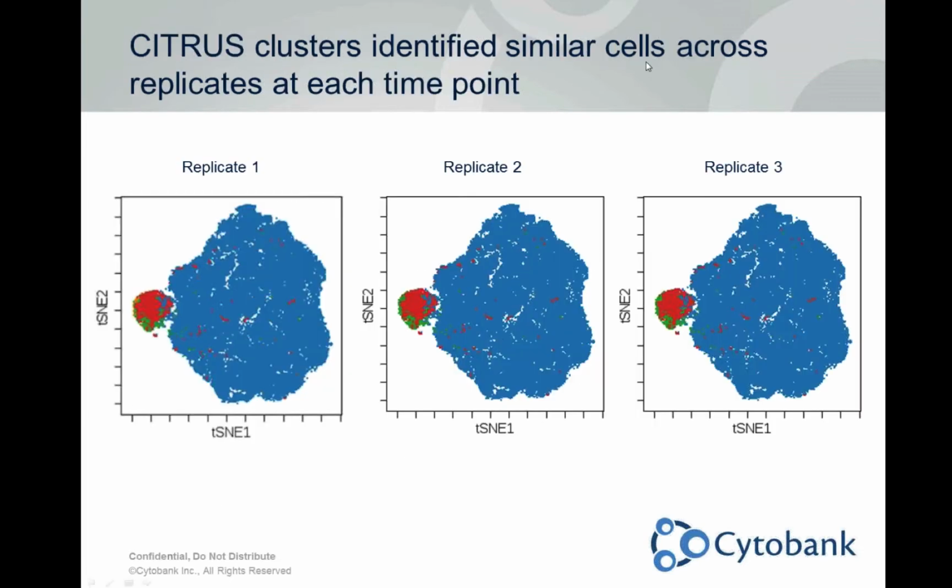So the Citrus clusters identified similar cells across replicates at each time point. In this case, this is from our demo data set. There's one time point, but this is 3 replicates, and they're all very similar because, again, I mentioned the data is relatively simple. It's slamming B cells with B cell receptor crosslinker and looking at the phospho signaling fireworks. So it's really easy to tell the difference between B cells. This little island are the B cells, and there's 3 separate clusters from 3 different replicates you can see here.